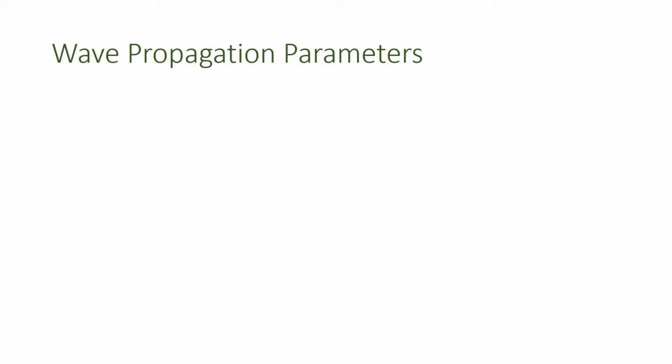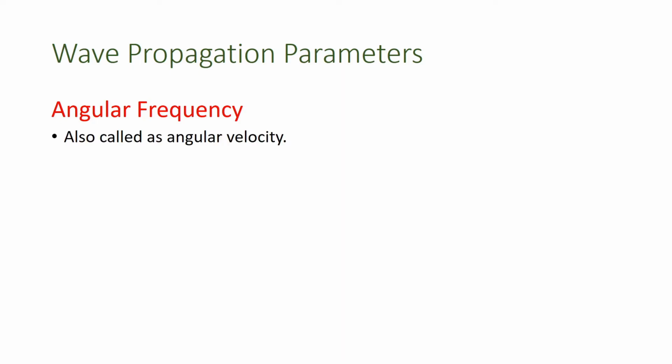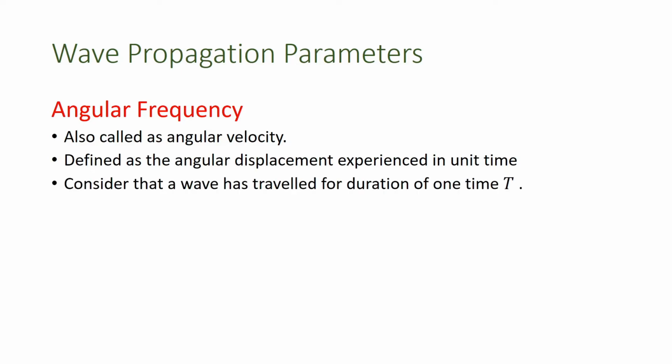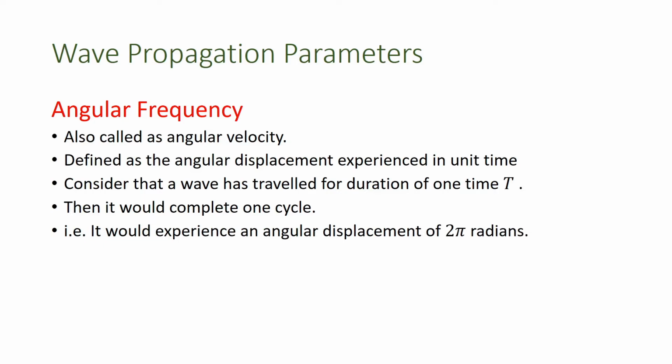The next wave propagation parameter we'll be discussing is angular frequency. Angular frequency is called as angular velocity. When I say angular velocity, it is pretty obvious that it is angular displacement experienced in unit time. Consider that a wave has traveled for a distance of 1 time period capital T. If it has traveled for 1 time period capital T, that means it has completed 1 cycle. 1 cycle means an angular displacement of 2 pi radians. Therefore, angular velocity is 2 pi by capital T.